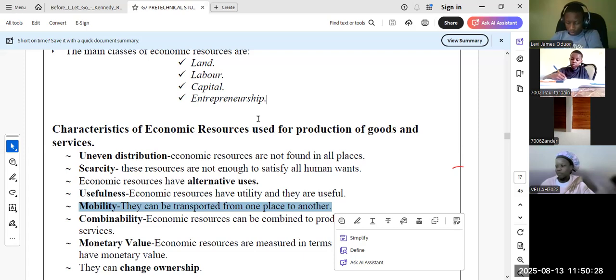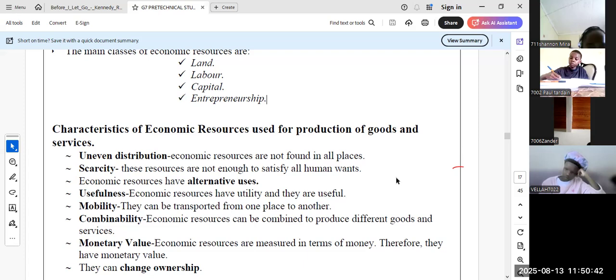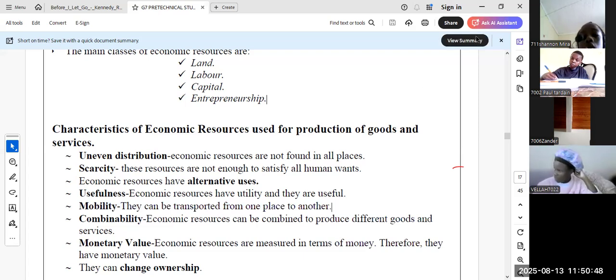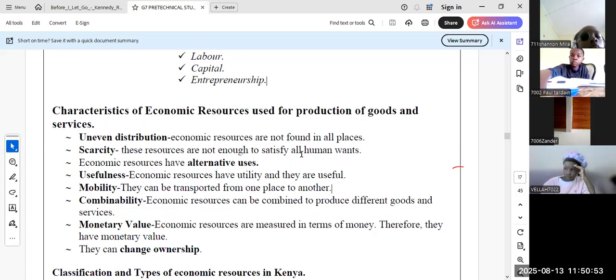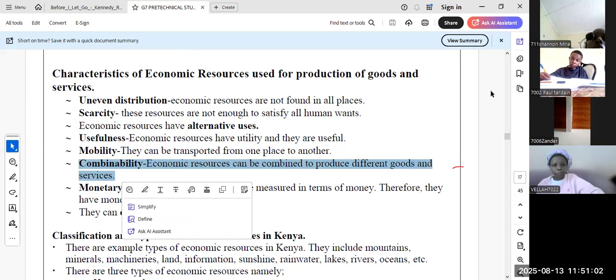I wanted to read the next point. Yes, please go on, read. Combinability. Economic resources can be combined to produce different goods and services. Yes, we are saying economic resources have combinability, from the word combine, and this one simply means they can be combined to produce different goods and services.